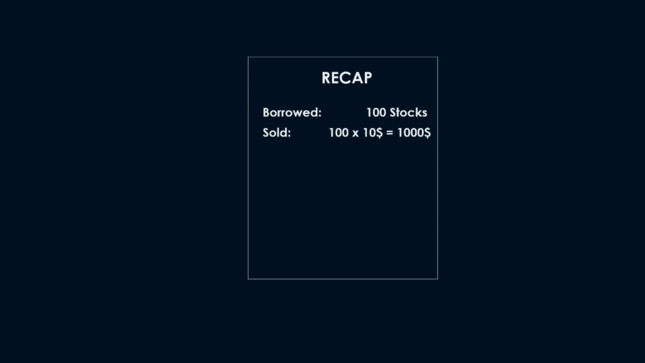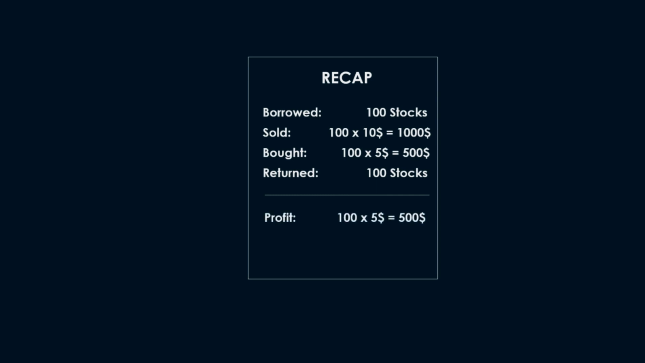Bob borrowed 100 shares for $10, sold them for $10, took the money, and then he bought them back at $5 per share, resulting in a profit of $5 per stock, which means $500 in total.